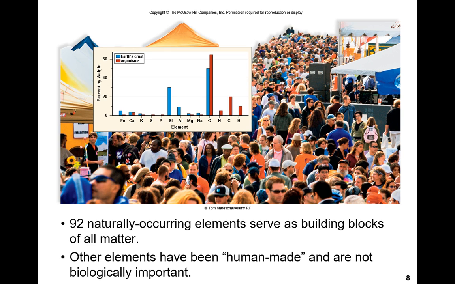Looking at the 92 naturally occurring elements, they serve as building blocks of all matter. And if you look at the periodic table, there are more than 92 elements. These other ones are human-made, and we're not going to focus on them as much in a biology class.